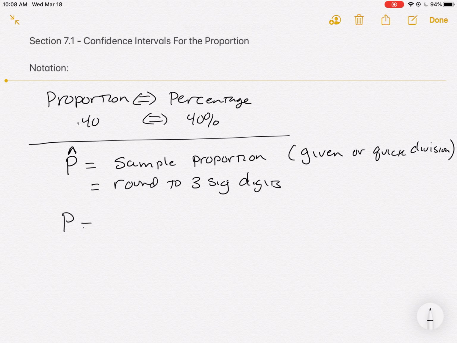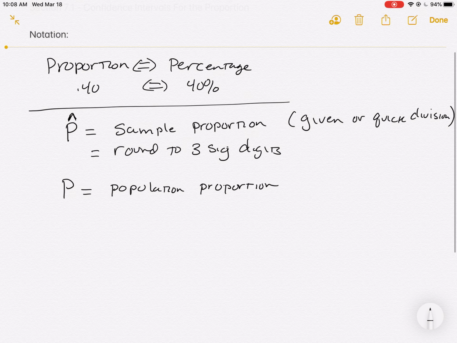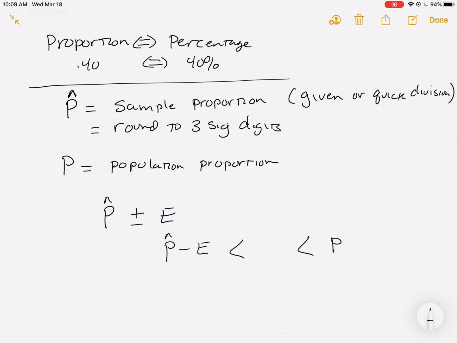But from a standpoint of notation, p hat is the sample proportion. P without the hat is the population proportion. This is what we're trying to estimate, right? This is what we're getting a confidence interval for, this population proportion. And so every time it's going to be the same. We are going to take a p hat and add and subtract an error to it in order to get some bounds for p. So one of the bounds would be p hat minus the error, and the other bound will be p hat plus an error.